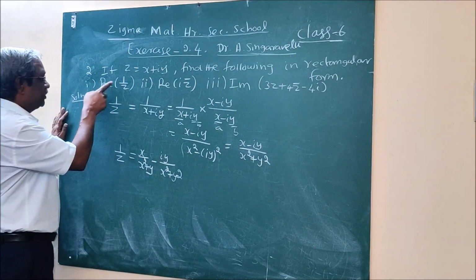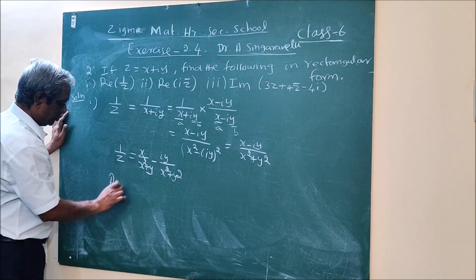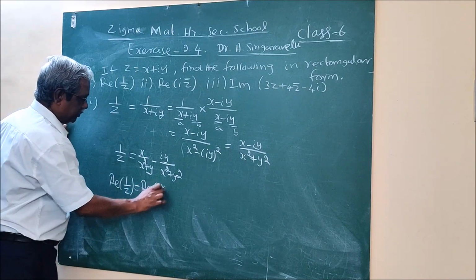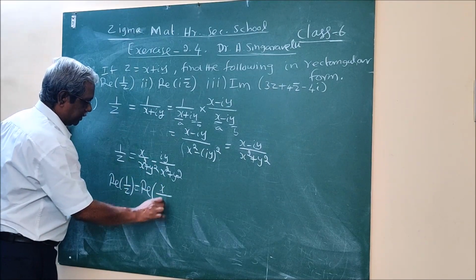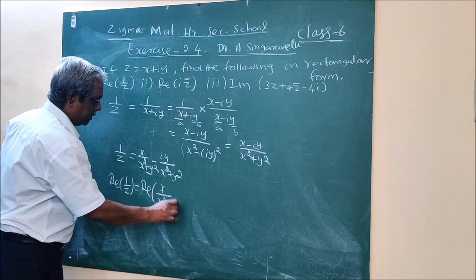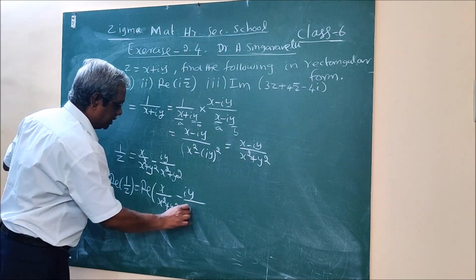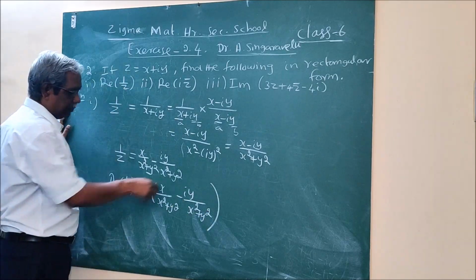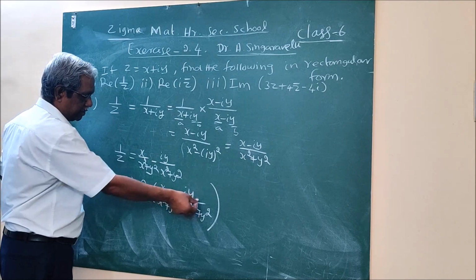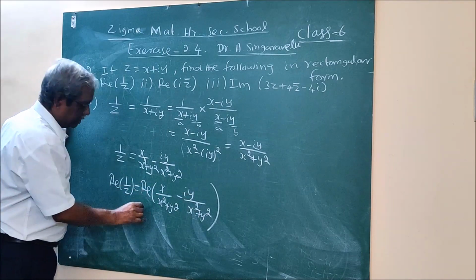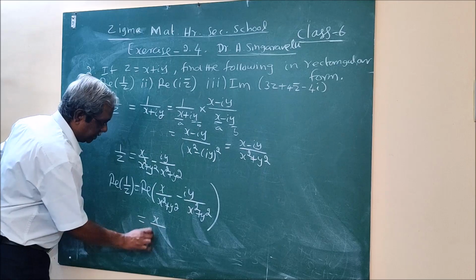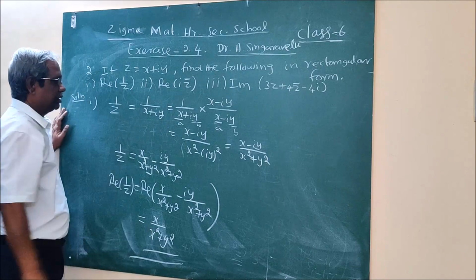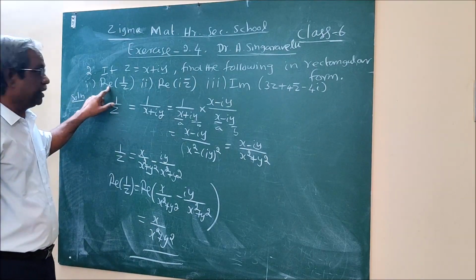So the real part of 1 by z equals the real part of x by x square plus y square minus iy by x square plus y square. This is a complex number, this is the real part, this is the imaginary part. You want to find only the real part, so the real part is x by x square plus y square. This is the answer.